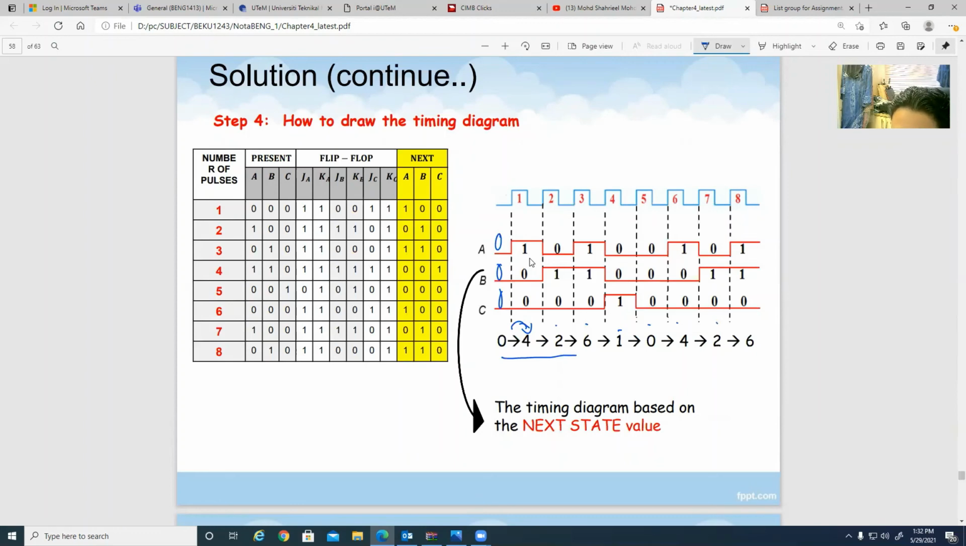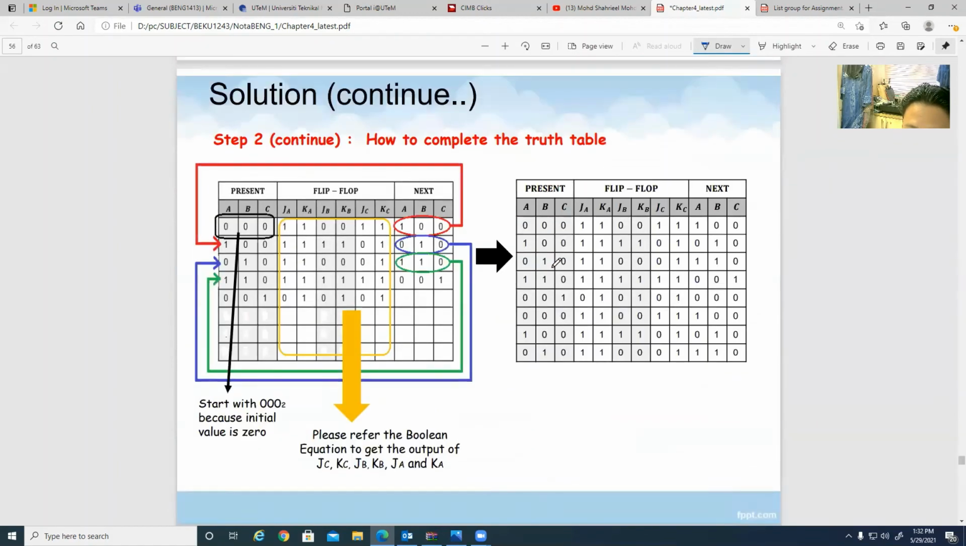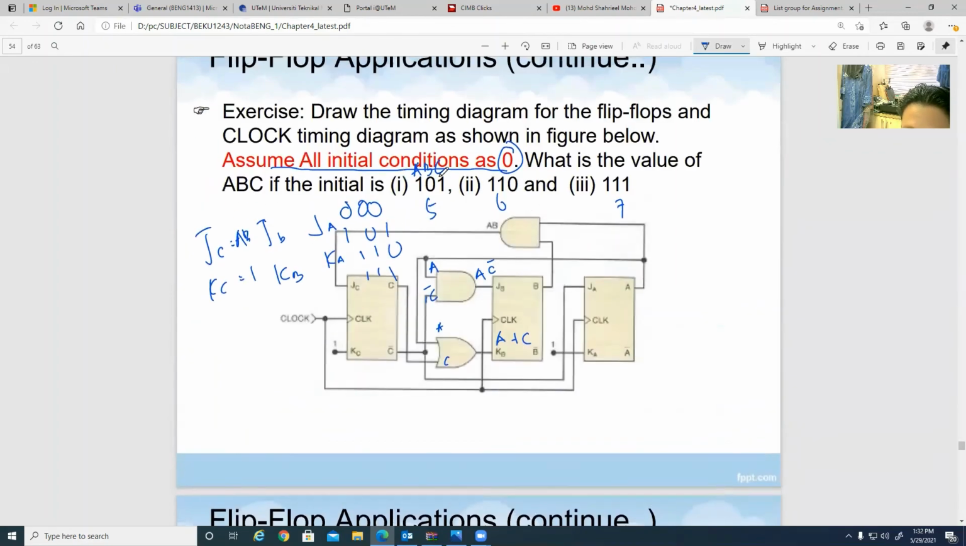But the starting is 0. Based on the question, we start from 5, 6, 7, then 0, based on this equation. Start from 0, this is the 5, and then this is the... So you have to remember, assume this as A, B, C.